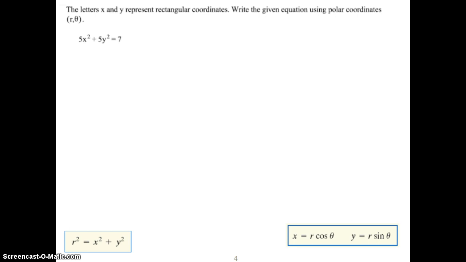Okay, this first problem says the letters x and y represent rectangular coordinates. Write the given equation using polar coordinates r theta. So if we look at this equation, we've got 5x squared plus 5y squared equals 7. Rectangular coordinates are x and y.